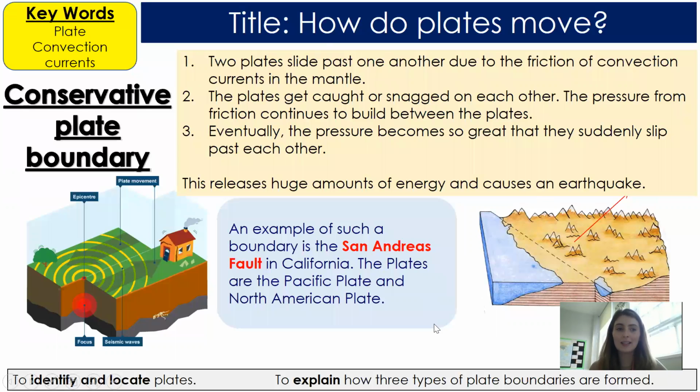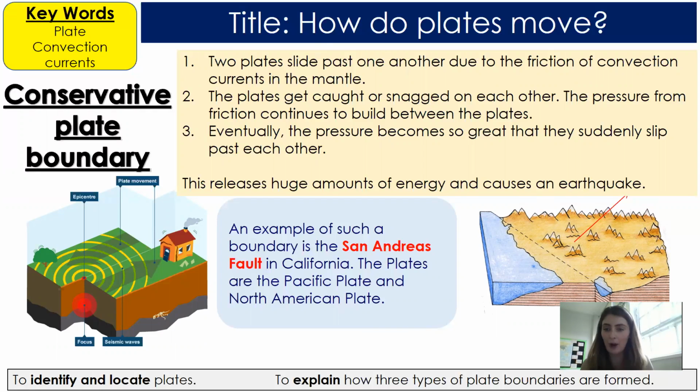Our last one is the conservative plate boundary. So this is when 2 plates are sliding past one another. The 2 plates slide past one another and sometimes can get snagged, and the reason it gets snagged is because the plates aren't completely smooth, and when it gets snagged, pressure from friction builds up between those plates. So the plates are moving, get snagged, and pressure's building up.